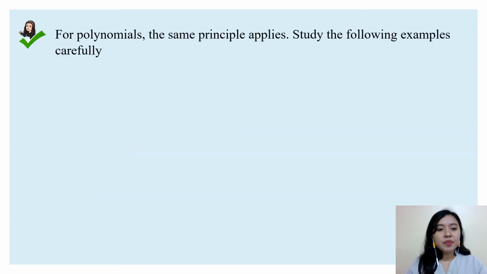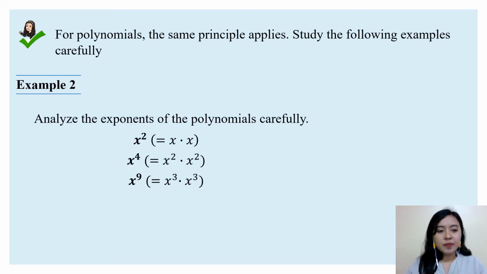For polynomials, the same principle applies. Study the example here carefully. Analyze the exponents of the polynomial carefully. In the first example, we have x squared. x squared is just a product of x multiplied by itself. So x times x, you get x squared. Therefore, x squared is a squared polynomial.